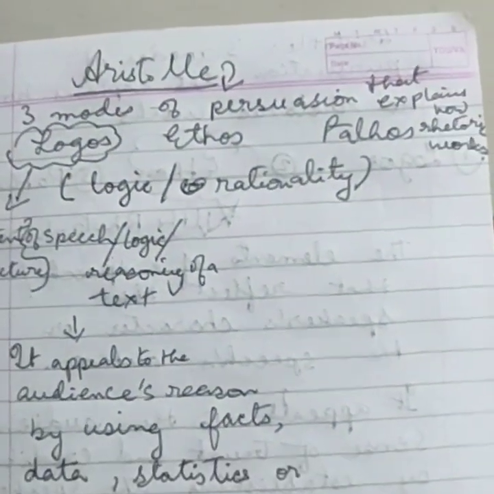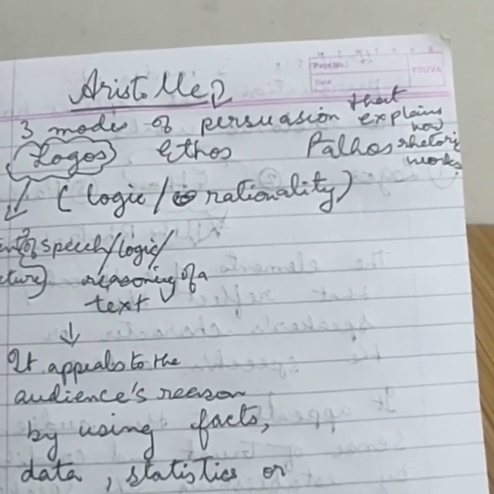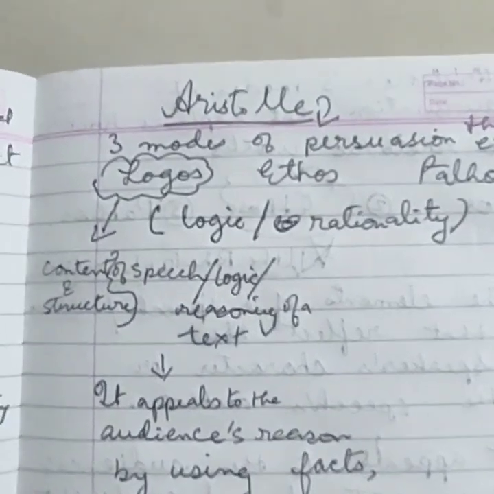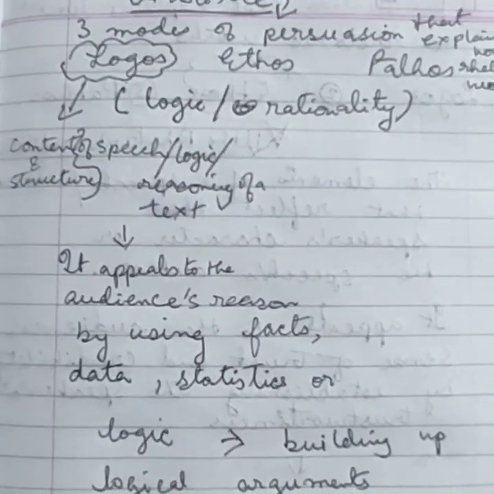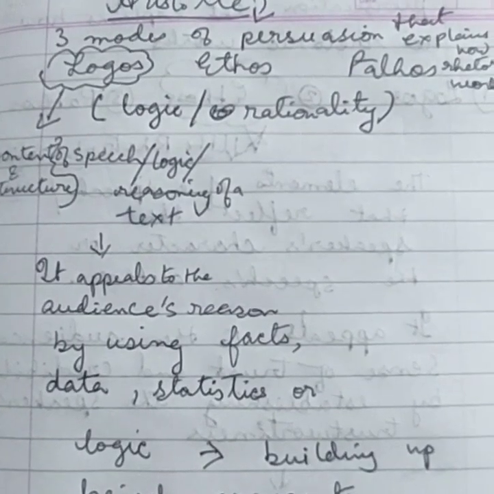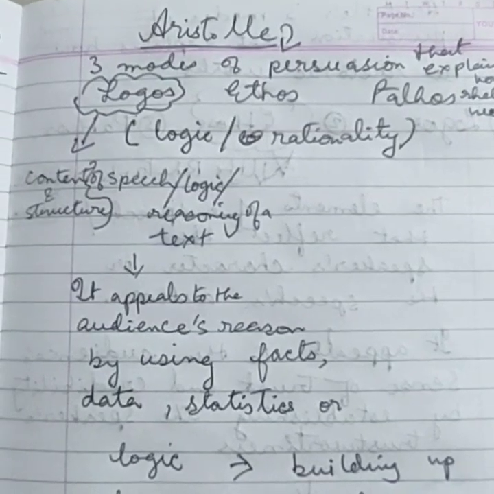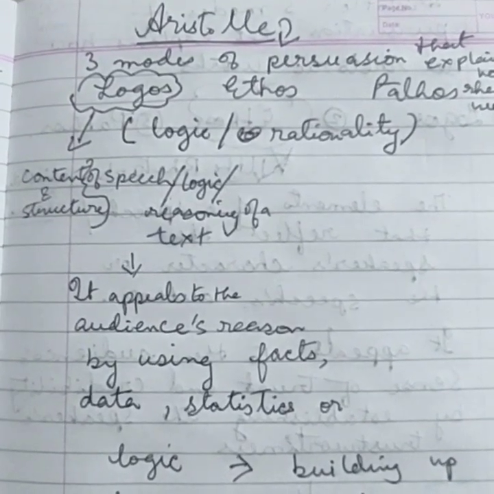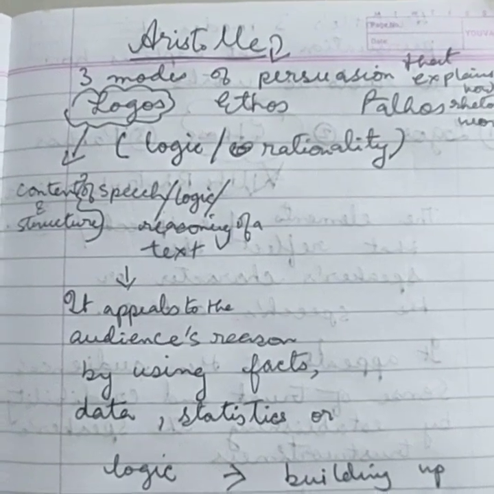So logos here, it is actually the logic or rationality. That is how you can make yourself understandable, how your content will be understandable to the listeners. That is logos. It appeals to the audience's reason by using facts, data and statistics. So when a speech is having the correct data and statistics, and it helps in building up the logical arguments, that your arguments should be understandable to the audience.